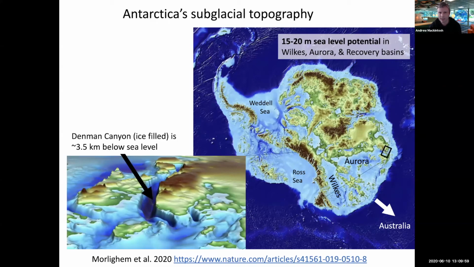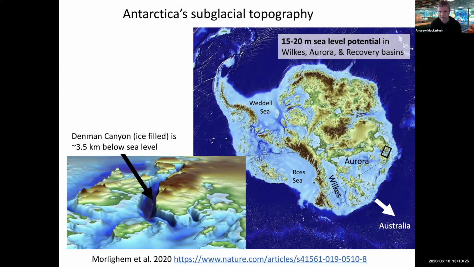And this is just to point out a study that was published this year showing a giant canyon beneath David Glacier in East Antarctica that's 3.5 kilometres deep. It's full of ice at the moment, but this is one of those places where ice retreat could occur progressively and in an unstoppable way. And in that case, it could lead to quite a few meters of sea level rise, even from that basin.